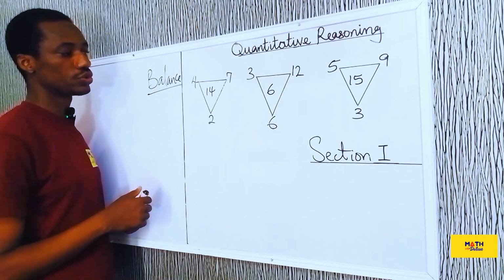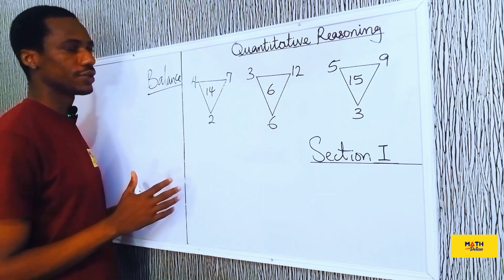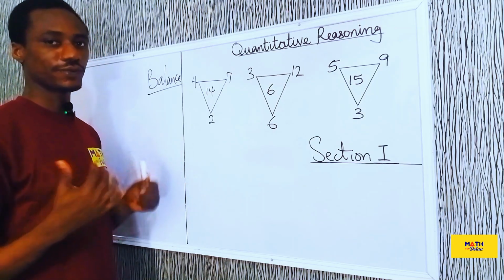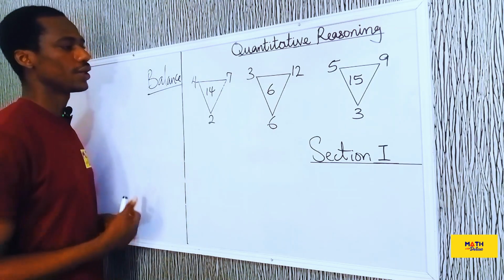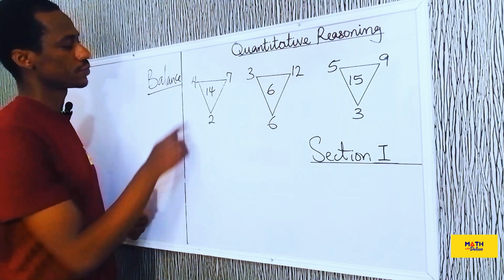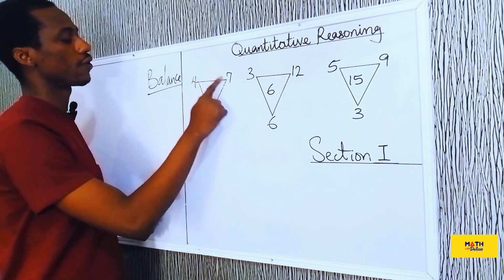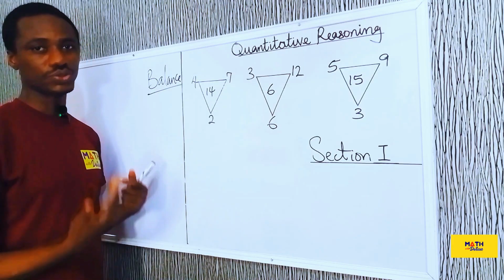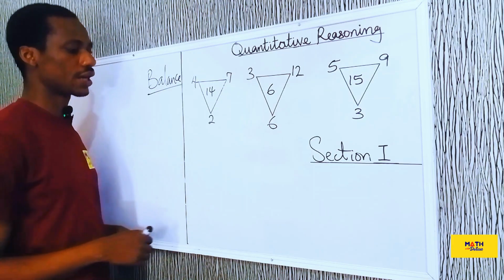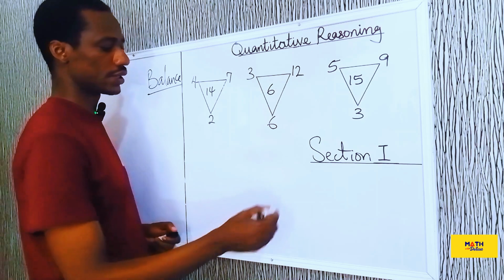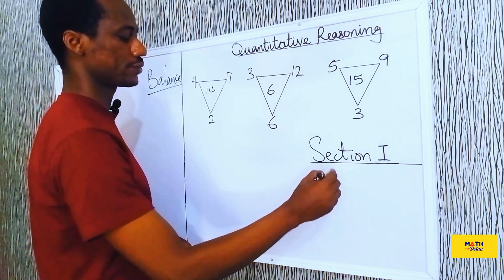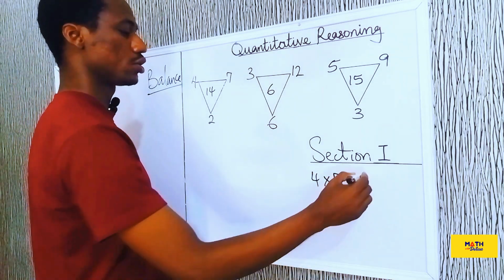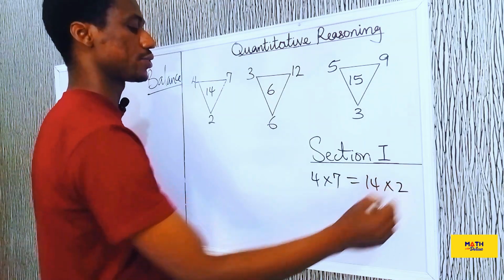And then you could also use another method. I'm introducing balance because most of us don't use it. There are other ways you could do this. You can work with 4, 7, and 2 to arrive at 14. But with your balance, you definitely get there. So let's look at what you have analyzed. So we have 4 times 7 equal to 14 times 2.